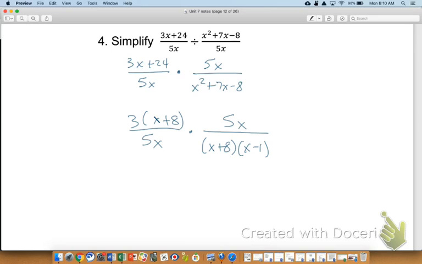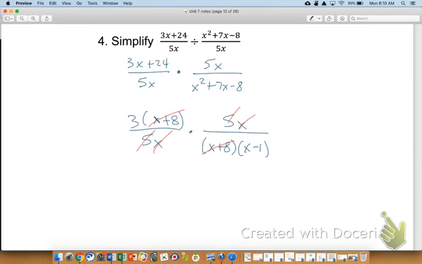Now that everything is in factored form, this is when you can do some cross or vertical simplification. So does anybody see something that would divide out? Yes. What do you see? X plus 8. X plus 8 divides out with x plus 8. Agreed. What else? The 5 and the 5 and the x and the x. Those would divide out as well.